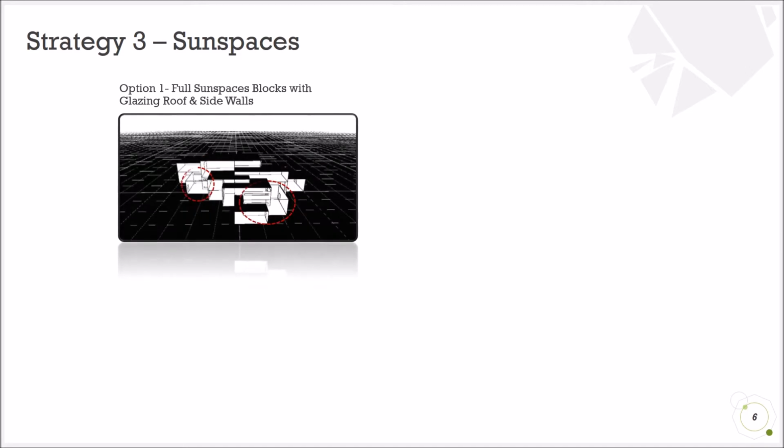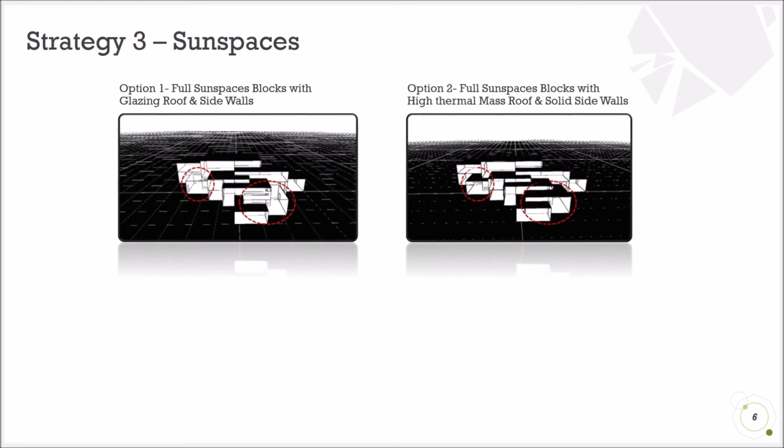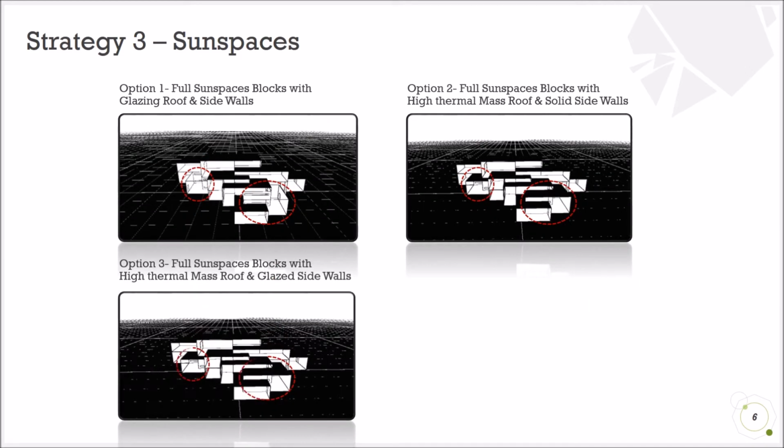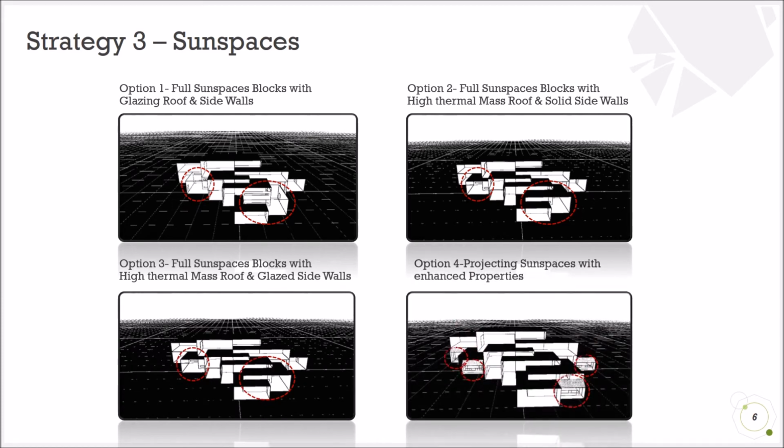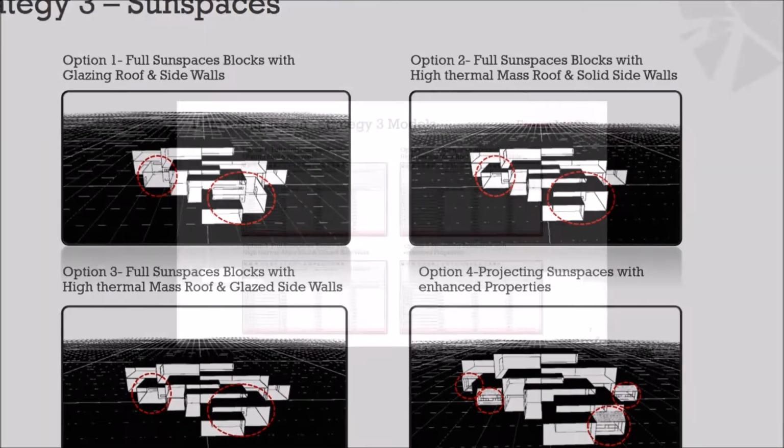4 scenarios are tested on IES. First, with glazed roof blocks and internal voids. Second, with solid roof and solid side walls. Third, solid roof with glazed side walls. And the fourth scenario is with projecting 1 meter Sunspaces with enhanced properties.